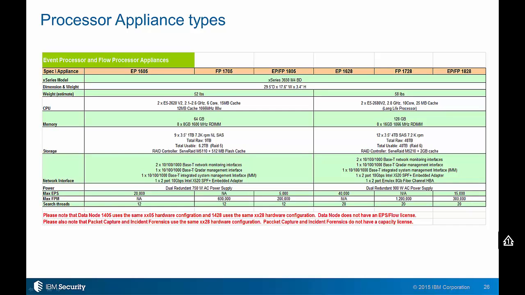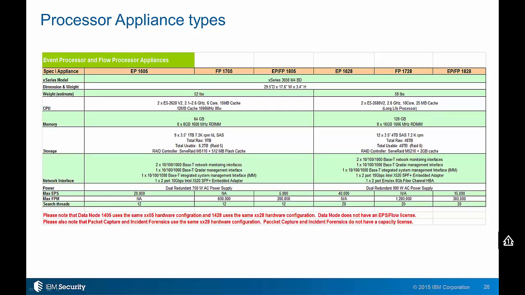18XX appliances are combo appliances because they can collect and process both events and flows. 1805 can handle up to 5,000 events per second and 200,000 flows per minute, and 1828 can handle up to 15,000 EPS and 300,000 flows per minute.